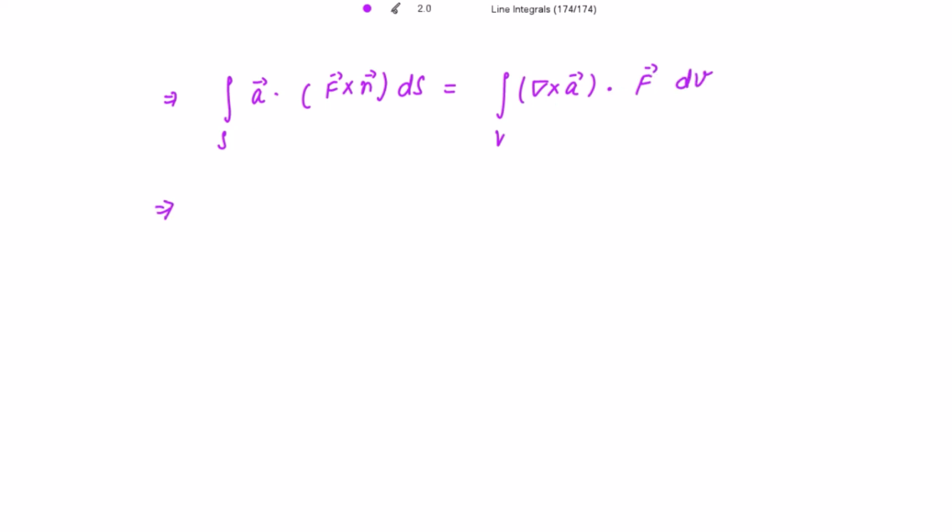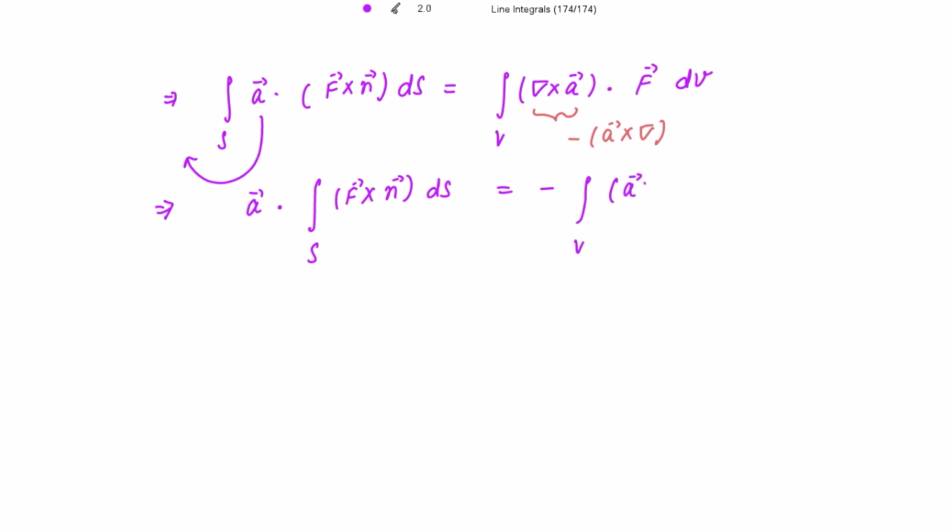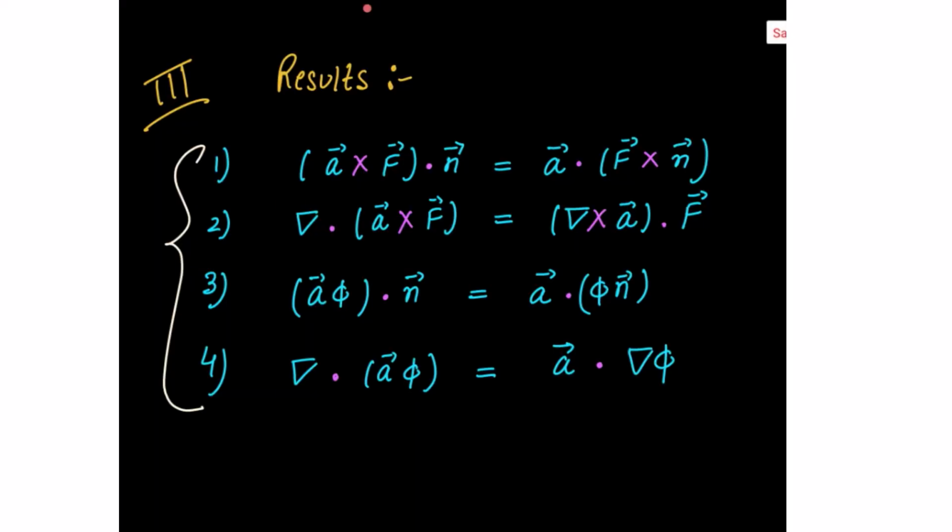Now A vector is your constant vector. So taking this outside, it can be written as A vector dot product with the surface integral of F vector cross N vector ds, equal to, curl of A vector is negative of A vector cross del. So this is negative of the volume integral of A vector cross del dot product with F vector dv. Now again applying the first result, that is, the dot product of the cross product of two vectors with the third vector is equal to the dot product of the first vector with the cross product of the other vectors.